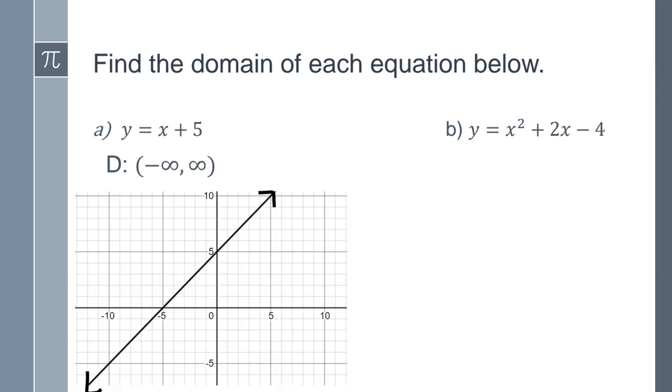For the next graph, you want to ask yourself the same questions. Does this have a fraction? Give me a second, let me plug in my computer really quick. Does it have a fraction? The answer is no. Does it have a square root? And the answer is no.